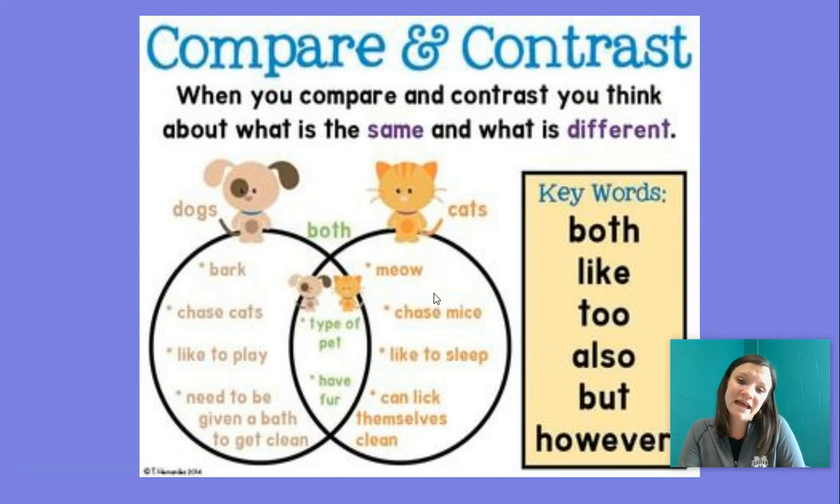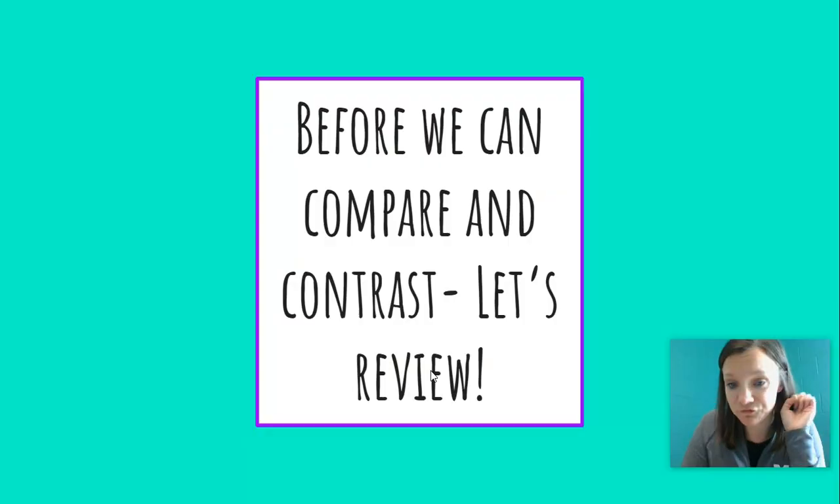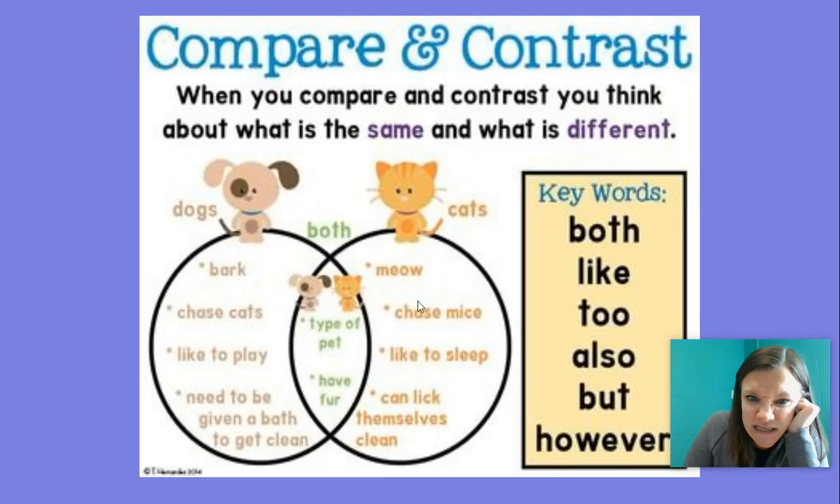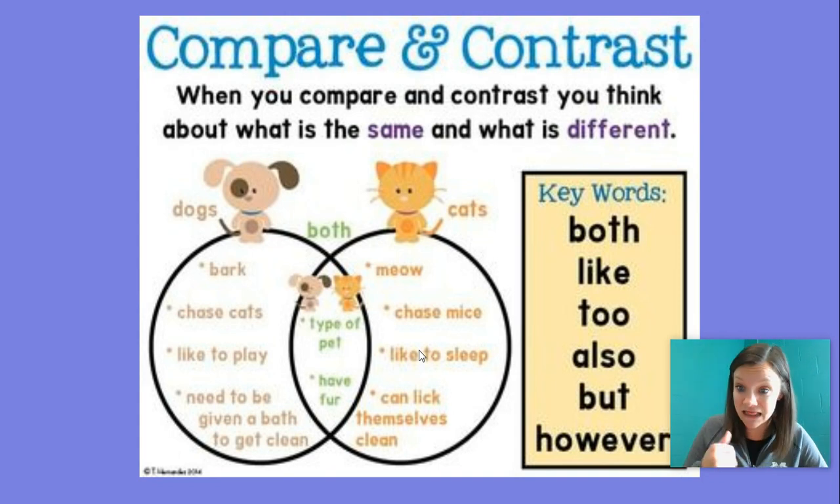Now on the outside of the circle, so on the side with the cat, are ways that cats are different. Ooh, sorry about that. Tracking here. How are cats different? Cats meow. Dogs don't meow. Cats chase mice. Cats love to sleep. My cat sleeps all day long. Cats also lick themselves clean. They don't need a bath because they clean themselves. Now on this circle is the way that dogs are different.